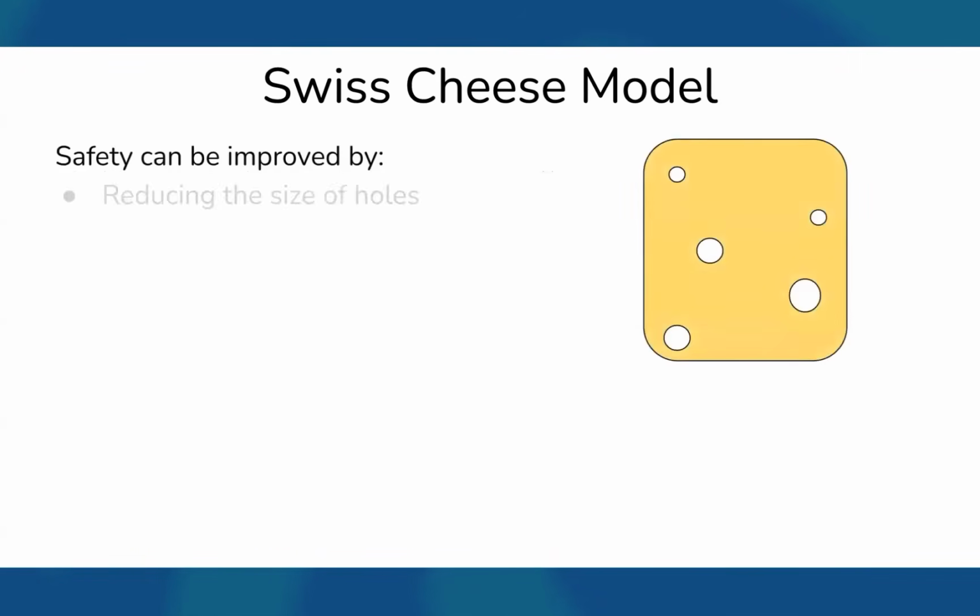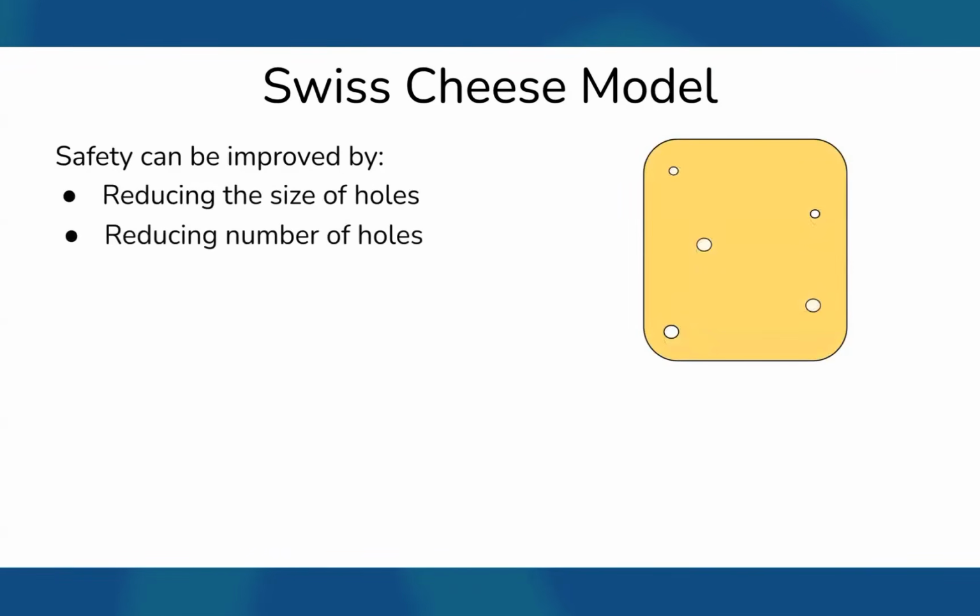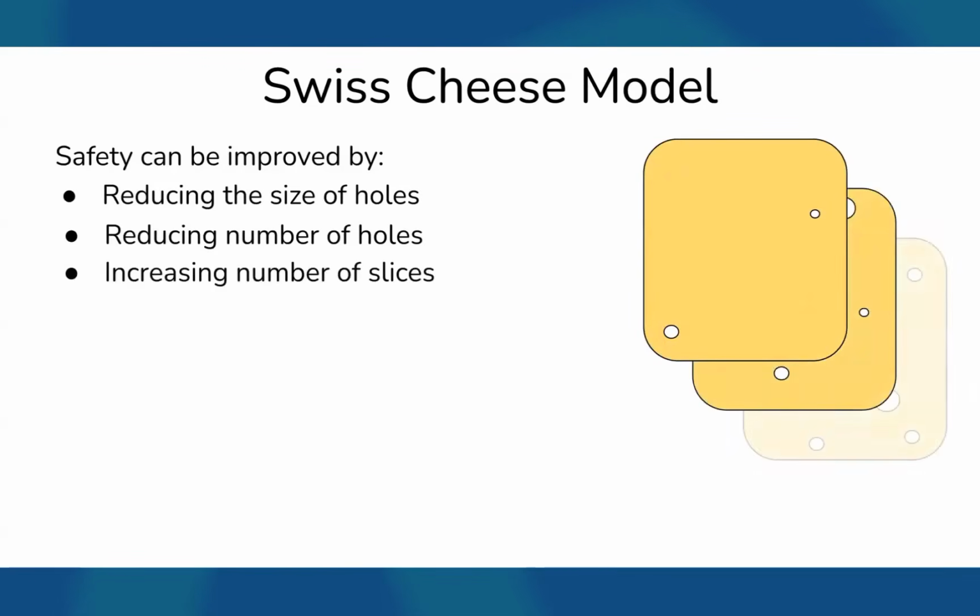So safety can be improved by, speaking in terms of the analogy, reducing the size of the holes, reducing the number of holes, increasing the number of slices. All of those can help improve safety.